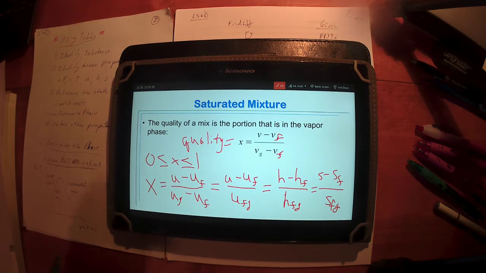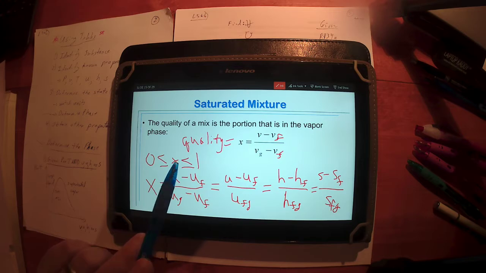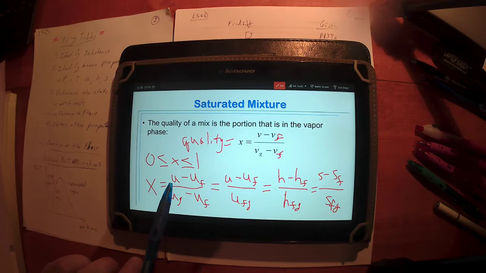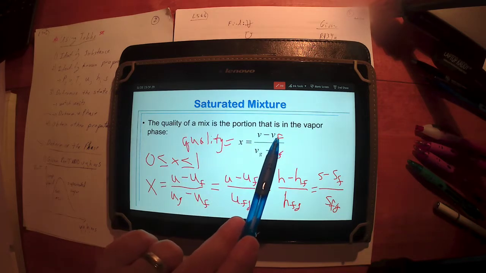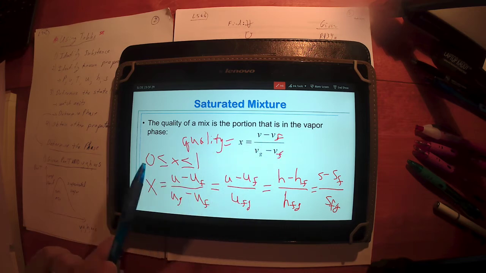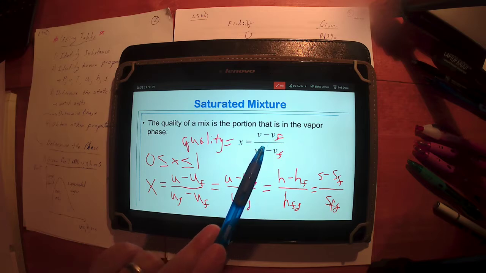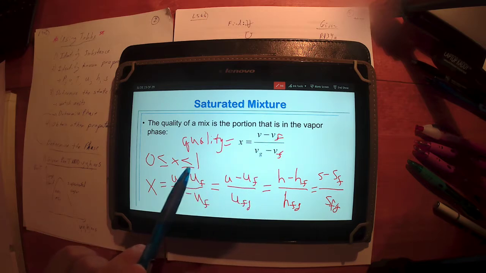Okay? Notice what happens: I will not have a quality value outside of this range. It will always be from 0 to 1. Quality makes no sense for a superheated vapor. Quality makes no sense for a compressed liquid. It's only for saturated situations. Now, if it's a saturated liquid, notice what happens if I plug in UF here or VF here. VF minus VF is equal to 0. That's here. That's the lower limit. A saturated liquid is the lower limit. That's where you have a 0. A saturated vapor, if I plug in VG here, VG minus VF divided by VG minus VF gives me 1. An X of 1 is for saturated vapors.